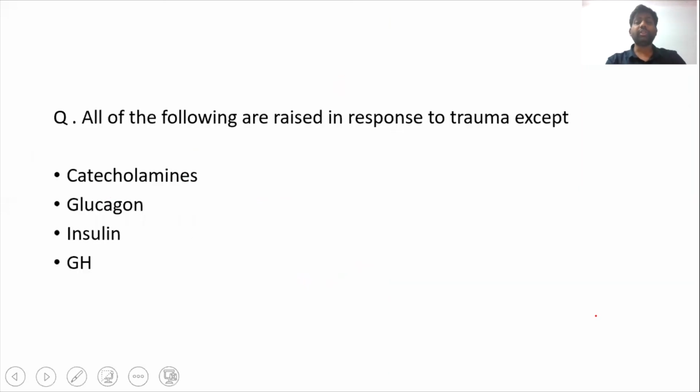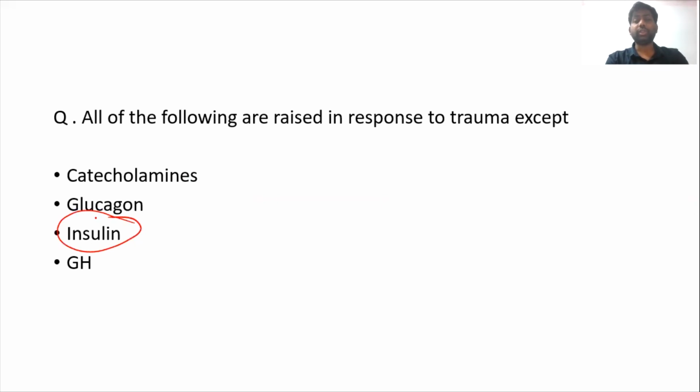Just to finish, there is another MCQ. Try to understand this MCQ. It's a one-liner, but there are a lot of things behind it. Which of the following is raised except: all of the following are raised in trauma except catecholamines, glucagon, insulin, and growth hormone. So all of them are raised except insulin.